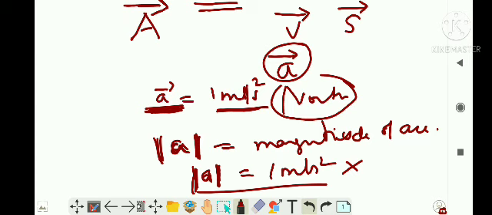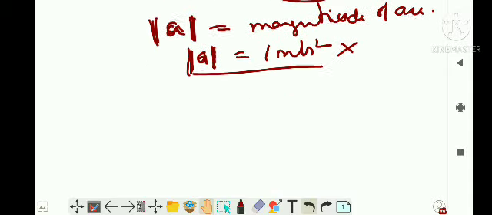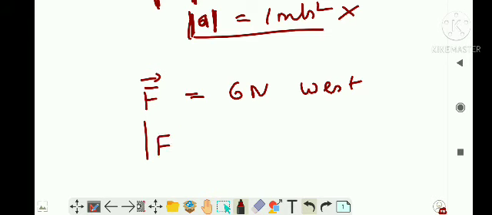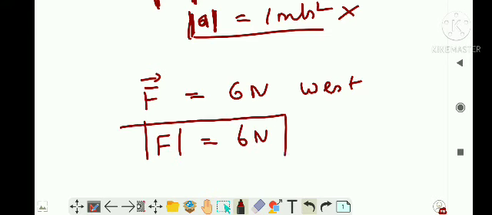North is the direction. So when you write the bars, you are supposed to write only the numerical value. See, I will tell you. Suppose force is 6 Newton west, and you are asked what is the magnitude of the force. You are supposed to write it like this: modulus F is equal to 6 Newton. This is how you are supposed to write the magnitude. This is the symbol like that.